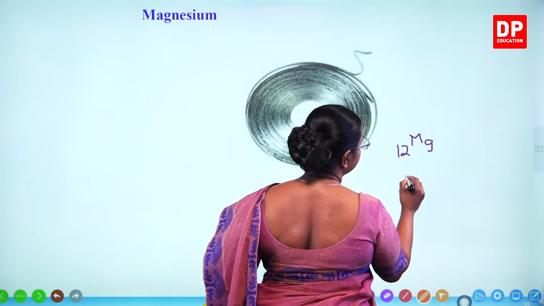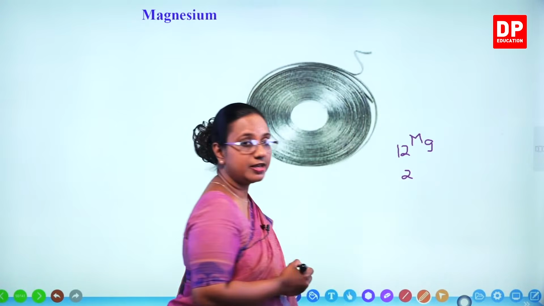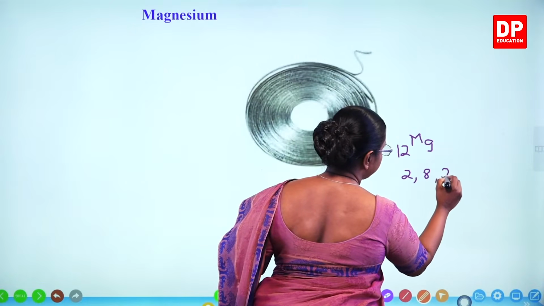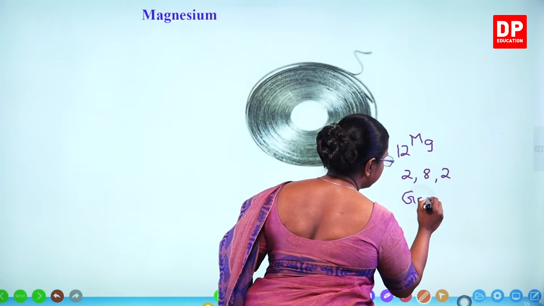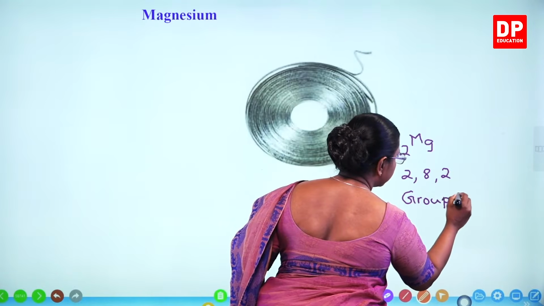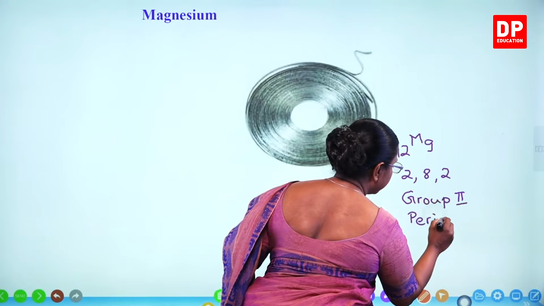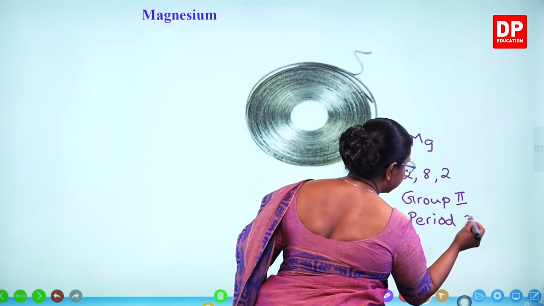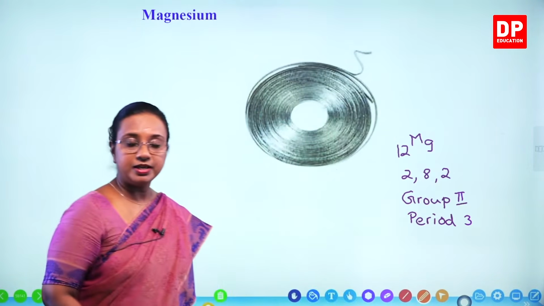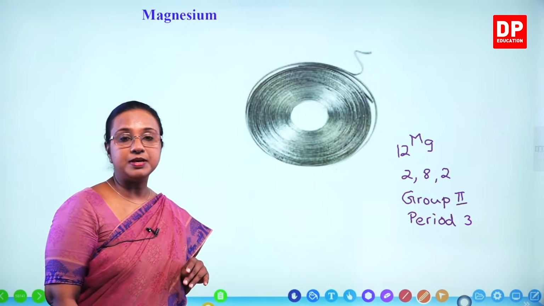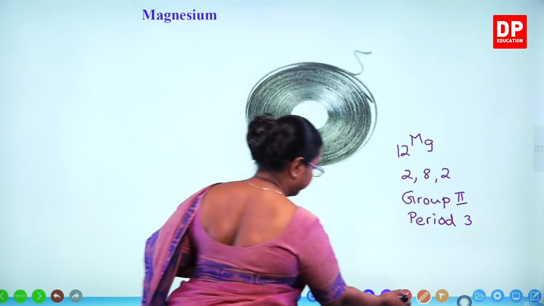So if we write the electronic configuration, it will be 2, 8, 2. So it belongs to group 2 and period 3. This is something that you already know. Now we will be looking at different properties of magnesium.